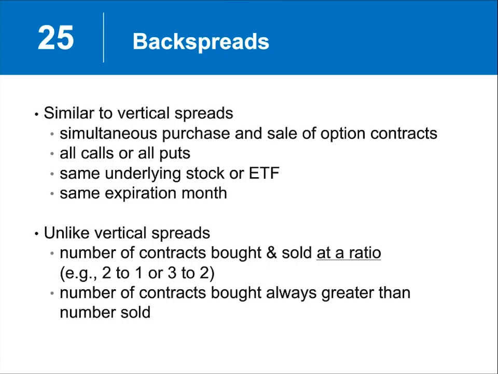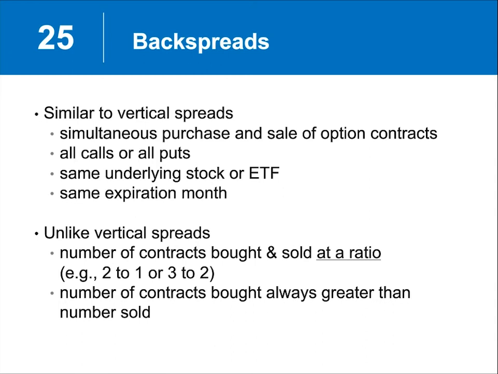All right, let's talk about backspreads. Backspreads are similar to vertical spreads. It involves a purchase and a sale of an option contract. It's either all calls or all puts, same stock or ETF. But unlike a vertical spread, we don't do the same number of contracts. Usually when we talk about vertical spreads, we talk about buying one and selling one, buying two and selling two.